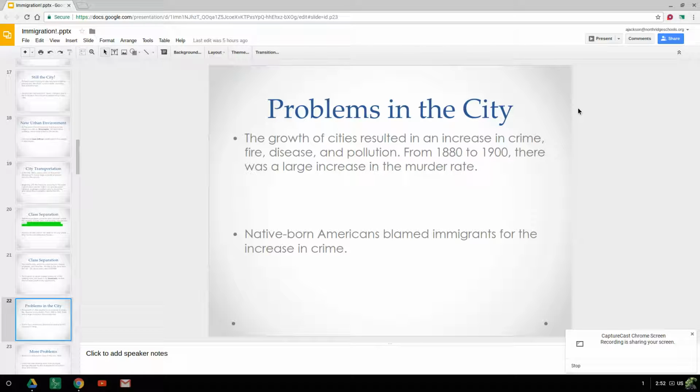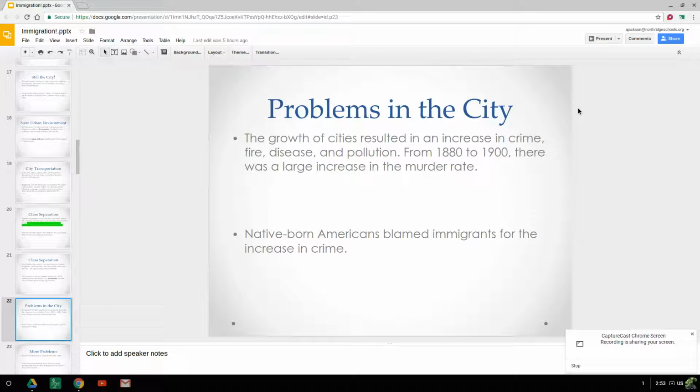As with anything, anytime you have more of something, it can create more problems. And that is certainly the case with population and the growth of cities. With the growing population, it's going to result in an increase in crime, fire, disease, and pollution. The reason that fire is such a problem, as we see in the Great Chicago Fire, is that when one building catches on fire, because of the close proximity of the others, another one would catch, and then so on and so forth, and you get a domino effect.